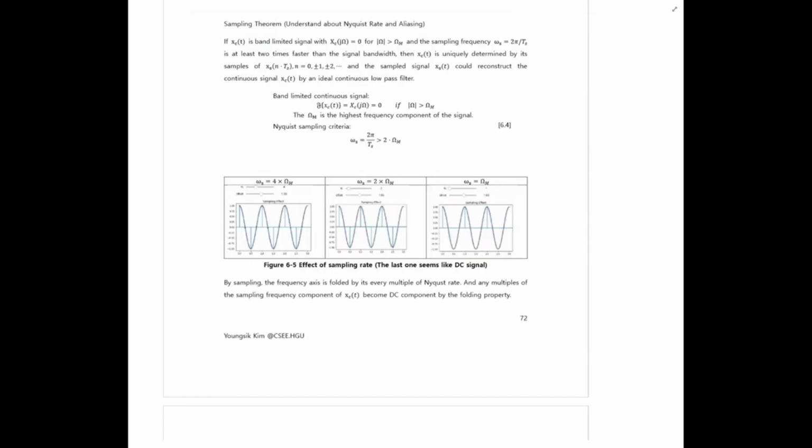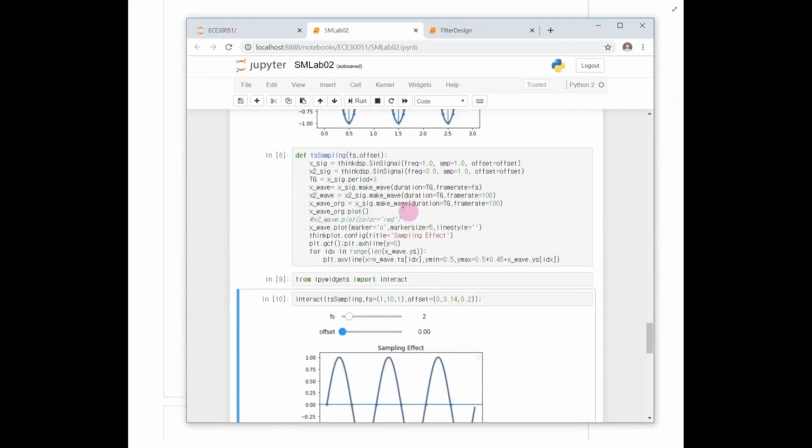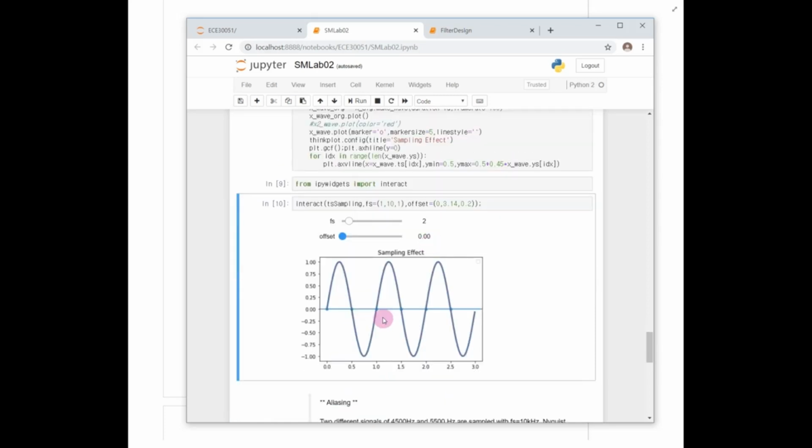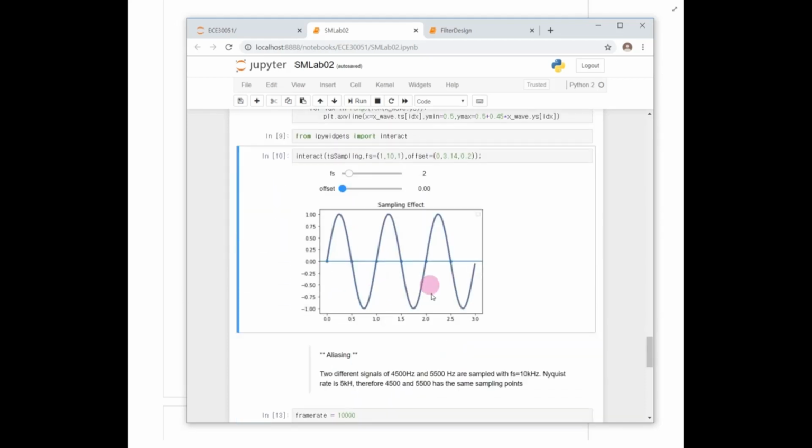I hope you get some idea of what sampling is. The maximum frequency is omega m. Here this signal has a specific frequency, and in these examples I use a normalized frequency of 1, so the period is 1 and it is 1 Hertz. The signal is 1 Hertz. The sample frequency at this moment is 2 Hertz, and this one is 4 Hertz.